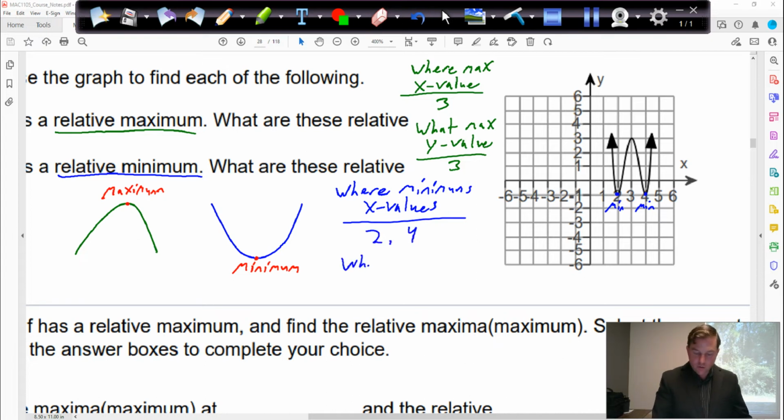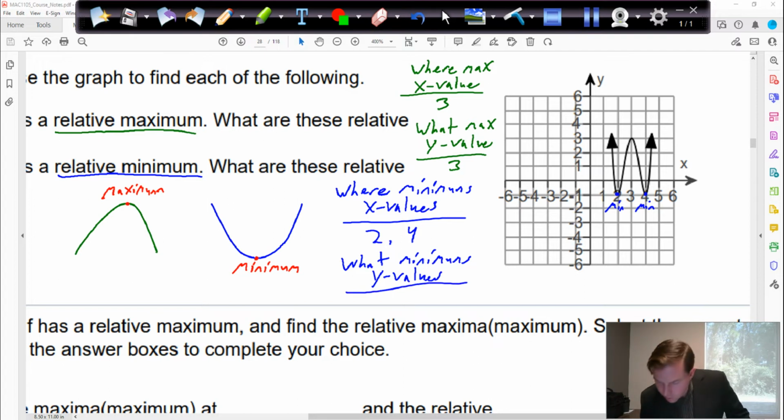And it's going to say, what are the minimums, that you're looking at y values. So we go straight to the left. They happen to be lined up perfectly. So we go straight left and record the y value of -1. And we have to record it twice because there's two of them. Okay, so that would be relative maximums and relative minimums for the first problem.